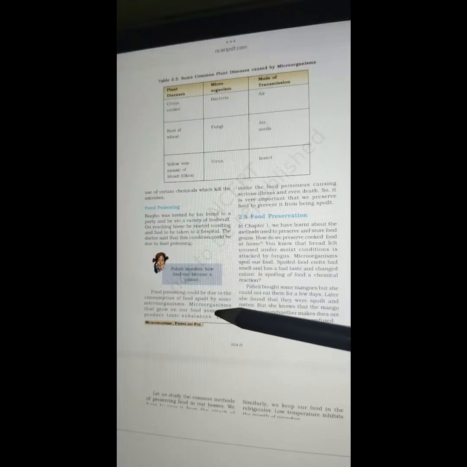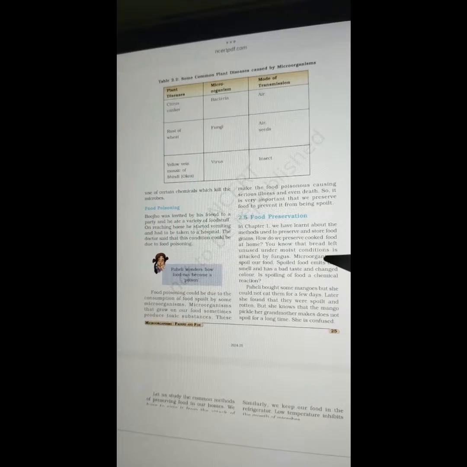Food poisoning could be due to the consumption of food spoiled by some microorganisms. Microorganisms that grow on our food sometimes produce toxic substances. These make the food poisonous, causing serious illness and even death. So it is important that we preserve food to prevent it from being spoiled.